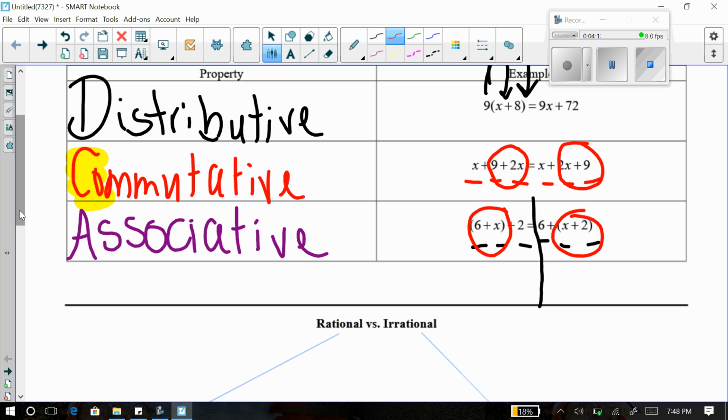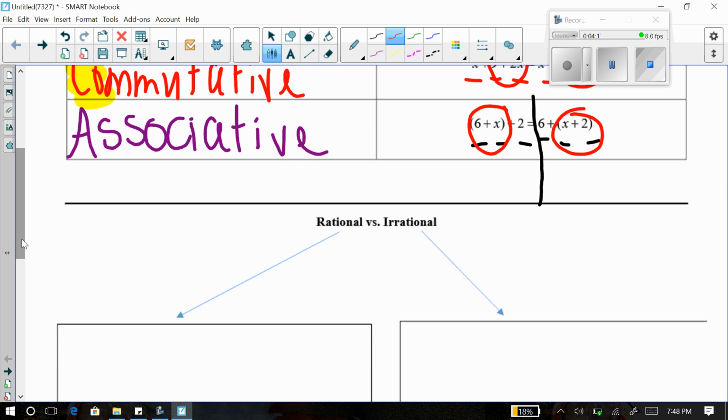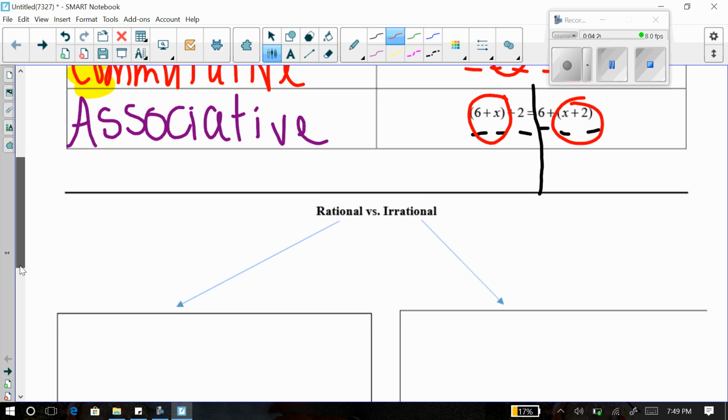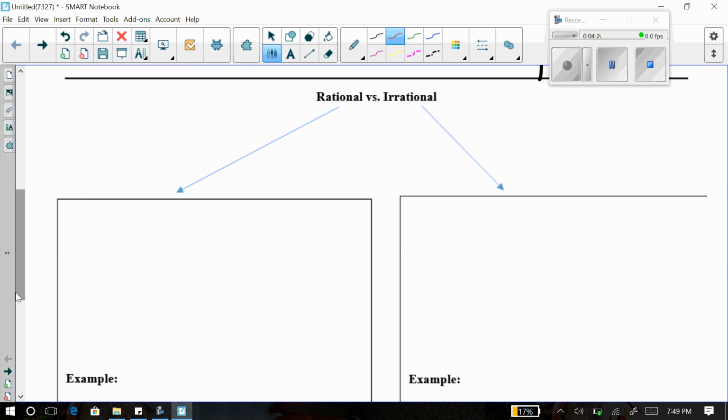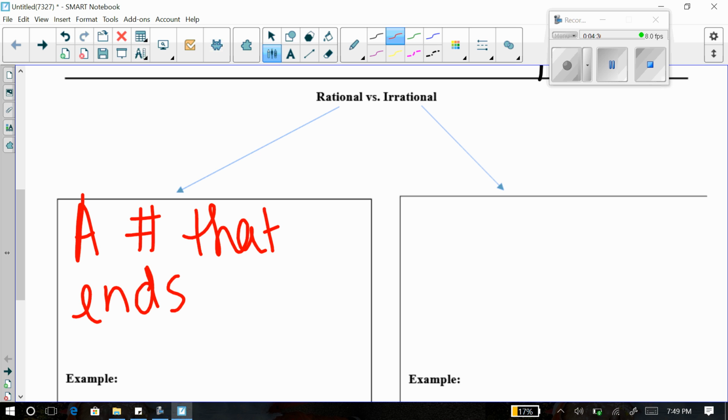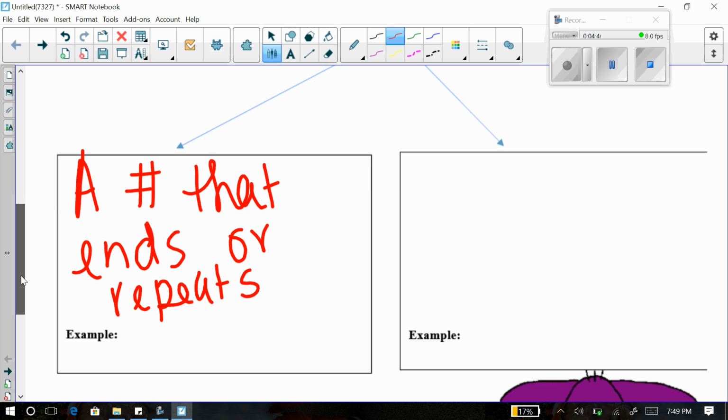All right, let's scroll down to rational versus irrational. I know that at this time you do not have a copy of these notes, so I simply ask that you follow along. If you want to take notes on a separate piece of paper, you can do that as well. If you remember, a rational number is a number that ends or repeats. And we talked about how a rational person makes good decisions. They make sane decisions. They make decisions that make sense.